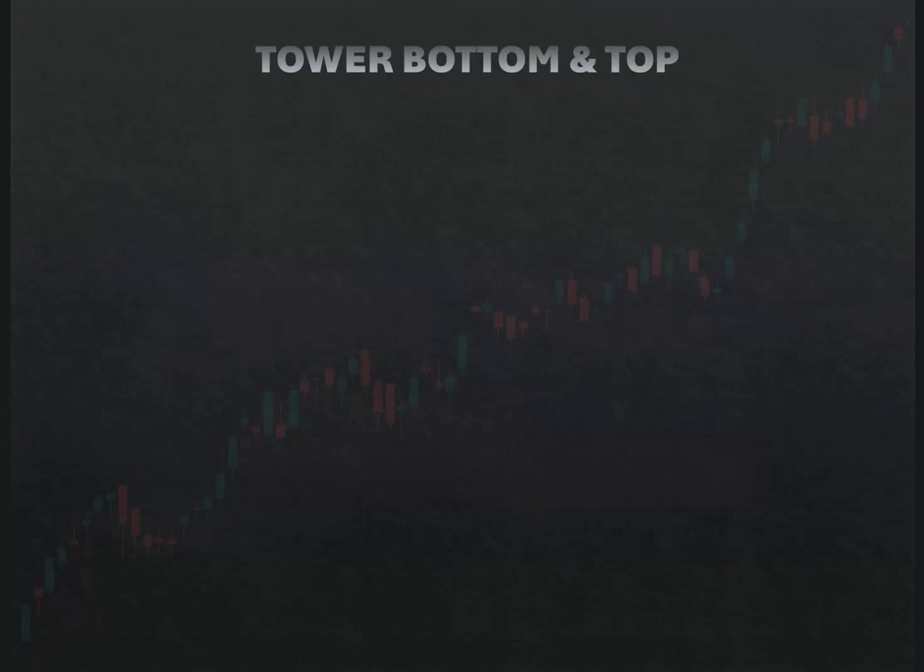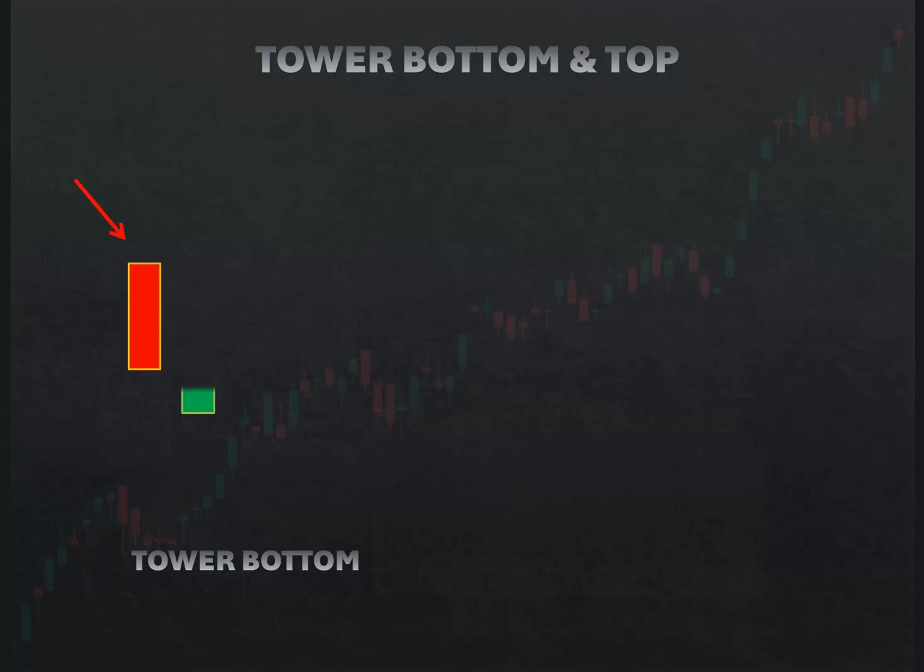Tower top and bottom. Tower bottom occurs during a downtrend, indicating a potential reversal. The first candle is a long, red candle, representing bearish momentum. Then comes the sideways phase of small-bodied candles, which can be either red or green. These are signs of uncertainty and indecision. The last candle is a long, green candle, signaling the initiation of a reversal in the current trend. This bullish candle suggests a shift in market sentiment and the potential start of an uptrend.